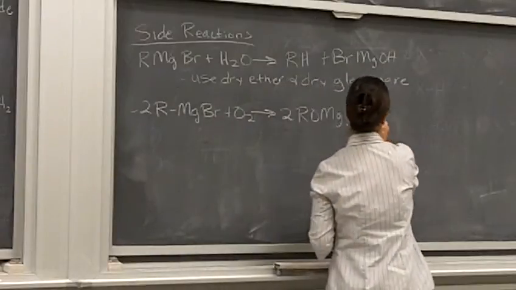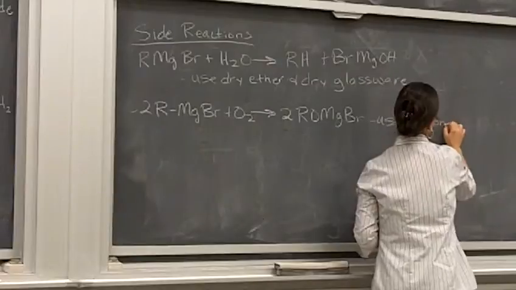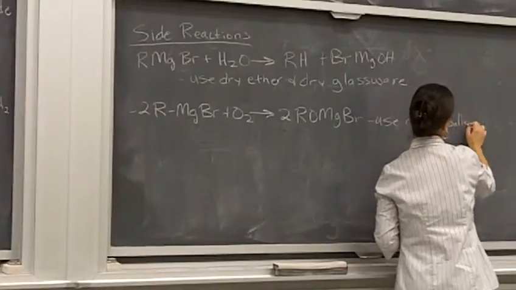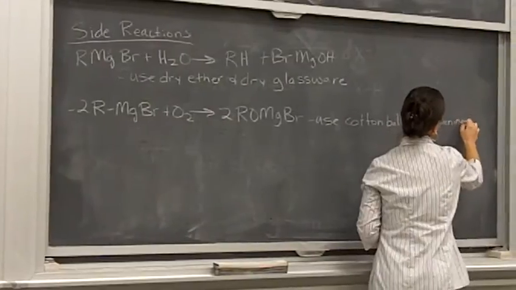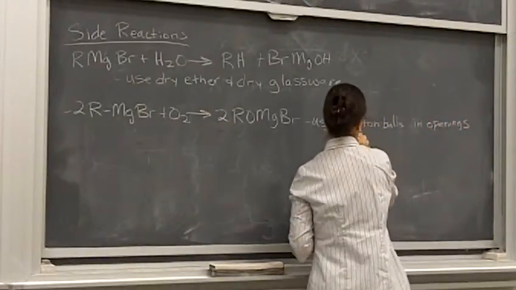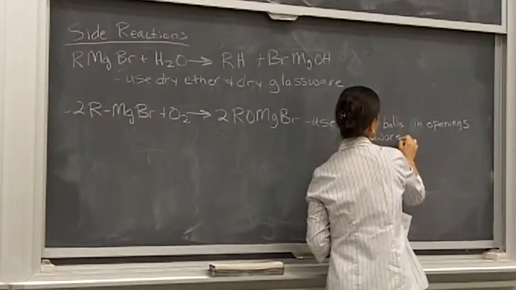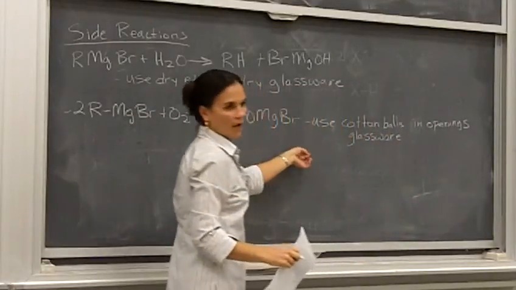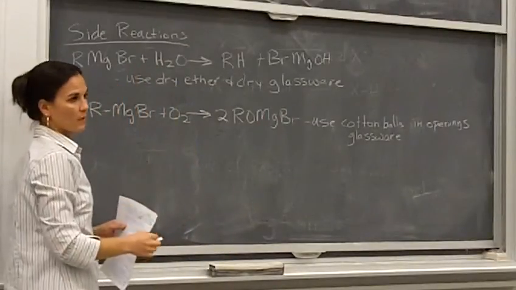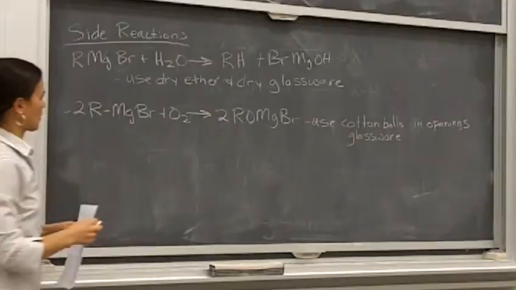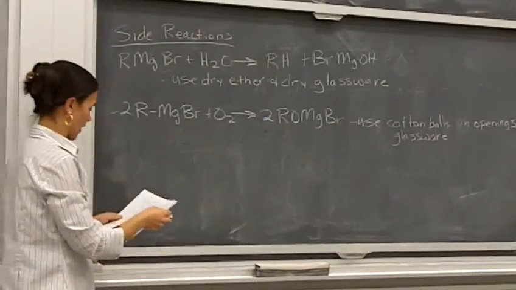What we're going to do here is use cotton balls in the openings of the glassware that are left open when you set up your reaction. So I'll show you your setup in a minute. We're going to cover the openings with cotton balls to keep that exchange of oxygen back and forth at a minimum, and help use the vapor pressure of the ether to help keep the oxygen out of the reaction.